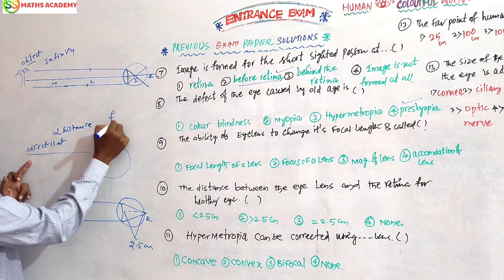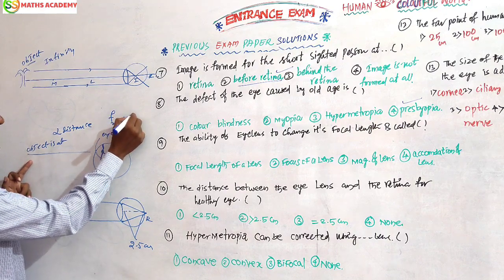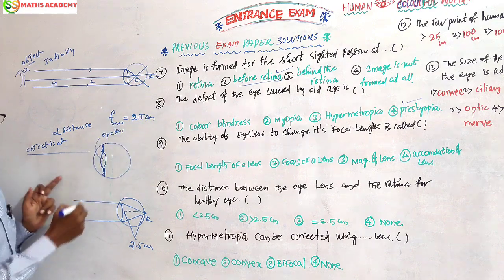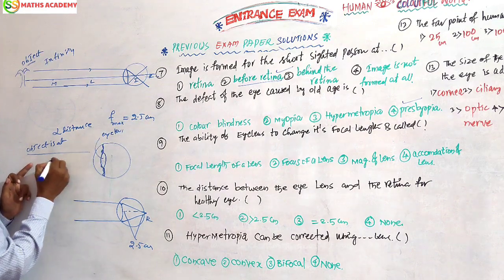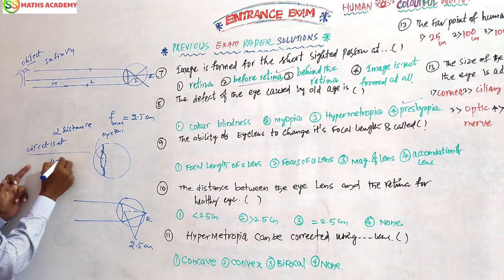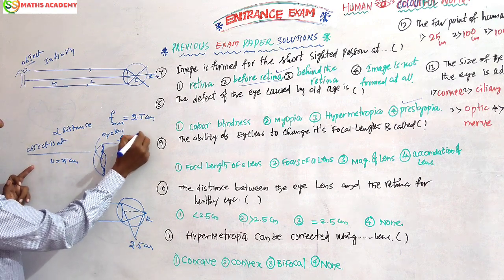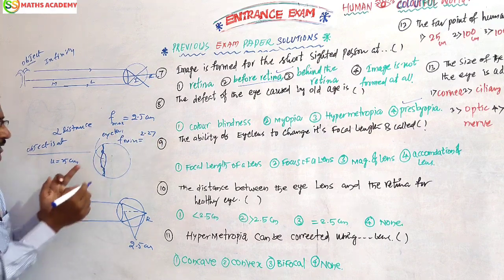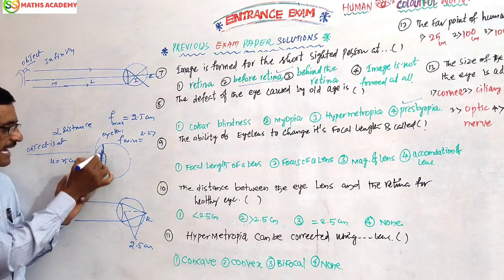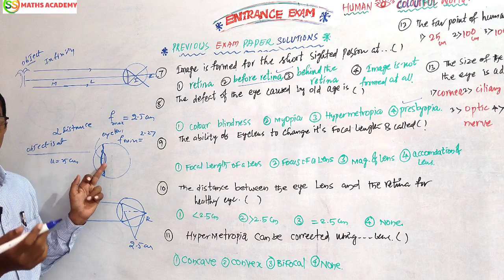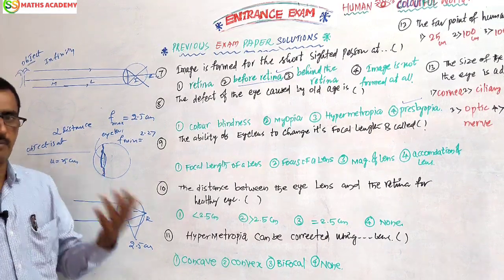So what is the focal length? Focal length is maximum, that is 2.5 centimeter. And if the object is at, suppose, u equal to 25 centimeter, then the focal length is minimum, that is equal to 2.27. So here what is going on? The eye lens is changing its focal length with the help of the ciliary muscles.